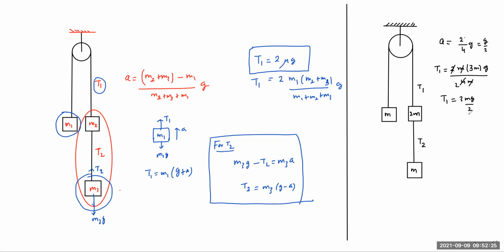Very good. And once you know the acceleration, because this will go down with a, you have to do the FBD of only this block, not for all, to get the T2 answer. Then write mg minus T2 equals ma. So T2 is mg minus ma, where a is g by 2. So the answer is mg by 2 only. Okay, so T2 is mg by 2. This is what you got.